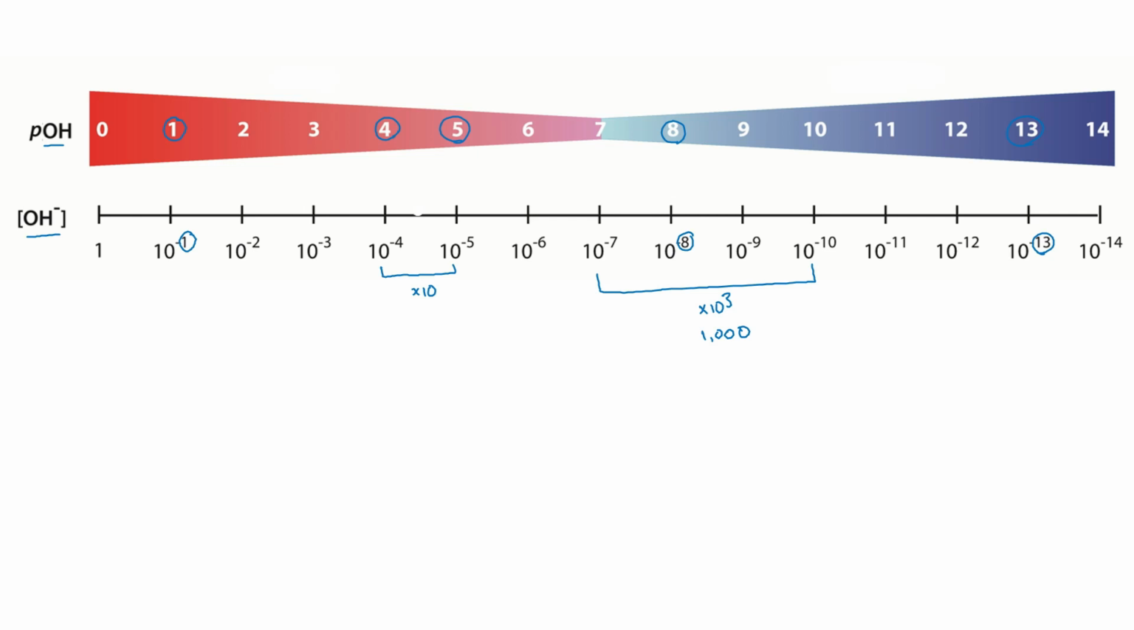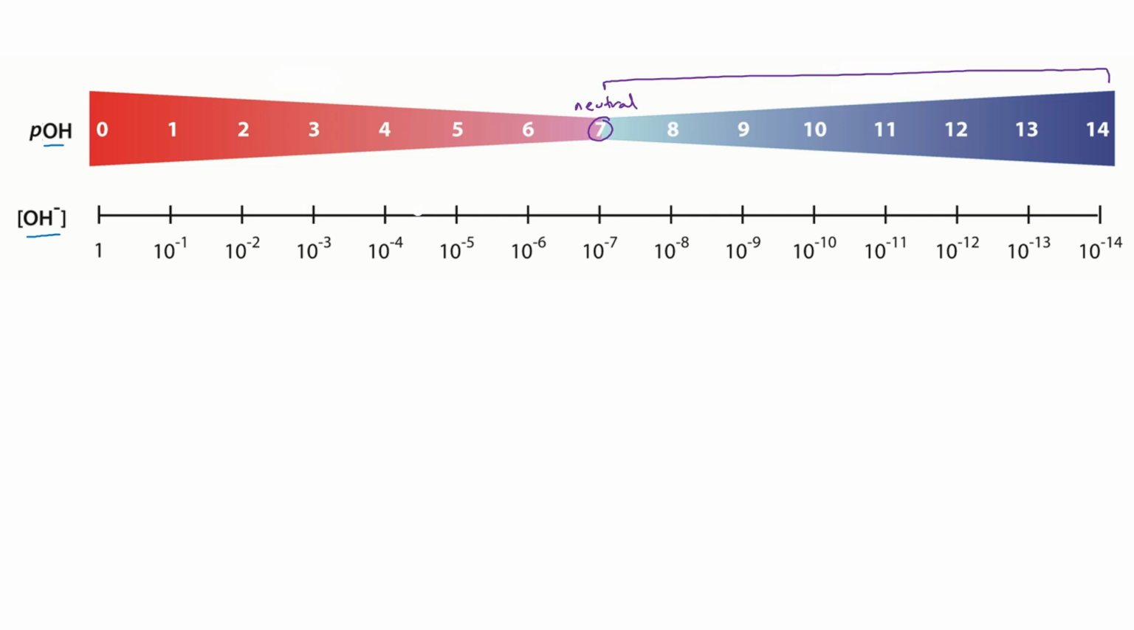Just like we did with the pH scale, let's show neutral, acidic, and basic on our pOH scale. 7 is still neutral. Again, it is based off the pOH of pure water. If you are greater than 7 on the pOH scale, you are acidic. If you are less than 7 on the pOH scale, you are basic.